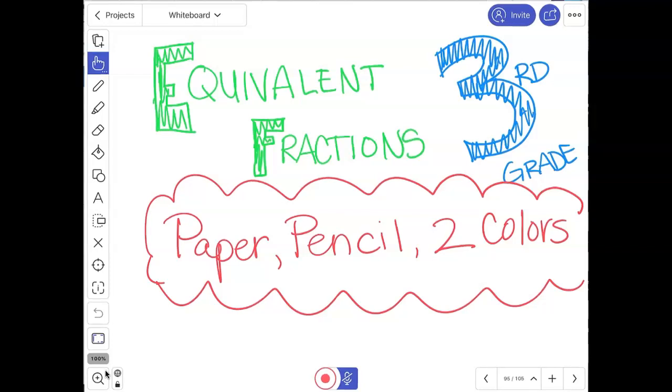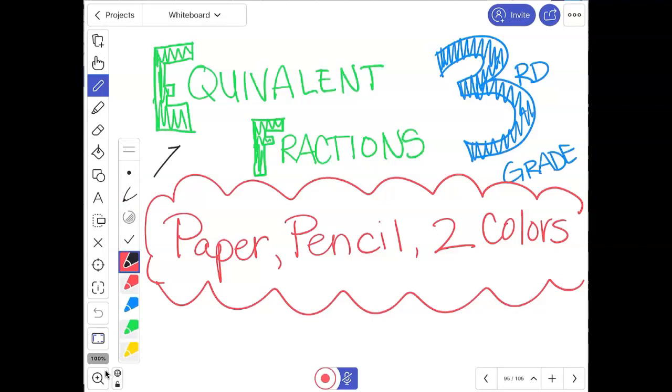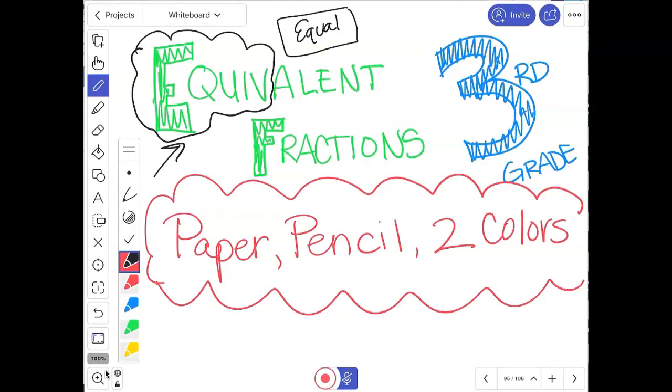Okay, welcome back. So we're talking about equivalent fractions. Go ahead and write that title down so that you have it. It's right here, equivalent fractions. Now that word, equivalent, starts with equiv, and that kind of makes me think of the word equal. They are similar words, and that's because they have similar meanings.